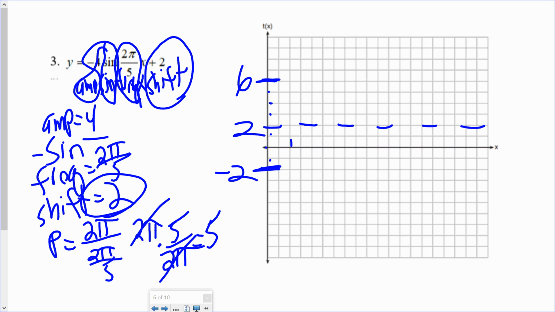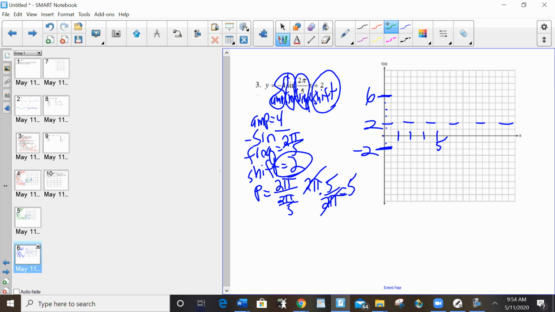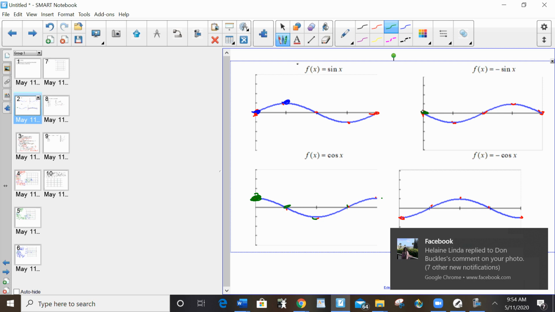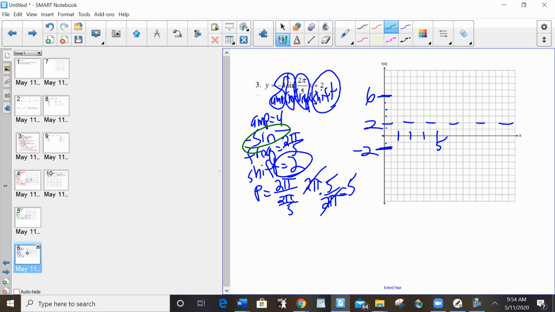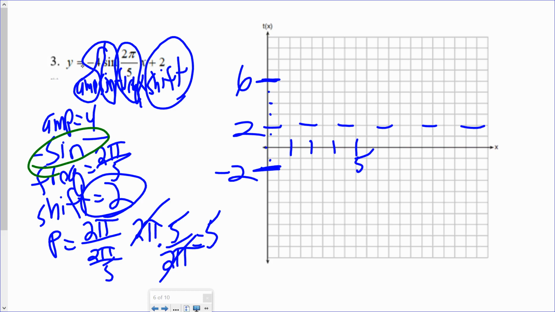My x-axis, 4 dashes, 1, 2, 3, 4. Period goes at the end of the fourth dash. And now I'm going to look at my negative sine. Negative sine starts at the midline, then goes down. So I'm going to start at my midline, and then I go down, and then I go midline, and then I go up, and then I go midline, and I draw my curve in, and that's it.